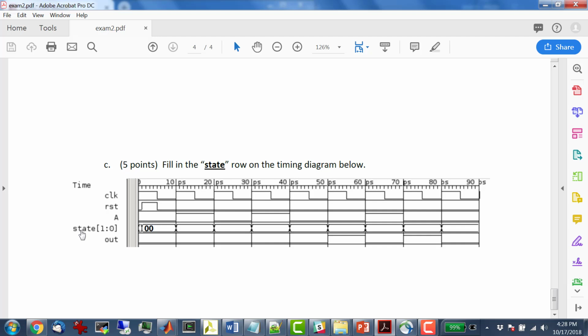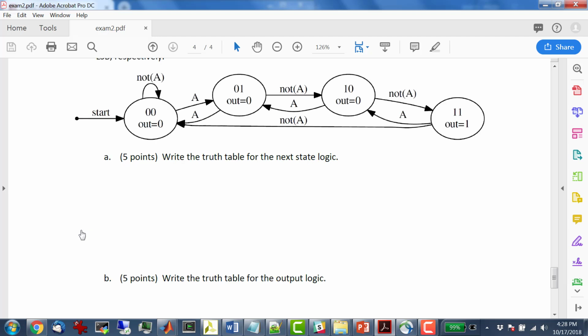Okay, so if I'm in 0, 0 and I get a 1 for A, where do I go? Go to 0, 1. See? I take this transition. So I go to 0, 1. And if I'm in 0, 1 and I have a 0 for A, I go to 1, 0. And if I'm in 1, 0 and I have a 1 for A, I go back to 0, 1. And if I'm in 0, 1 and I get a 0 for A, go back to 1, 0.